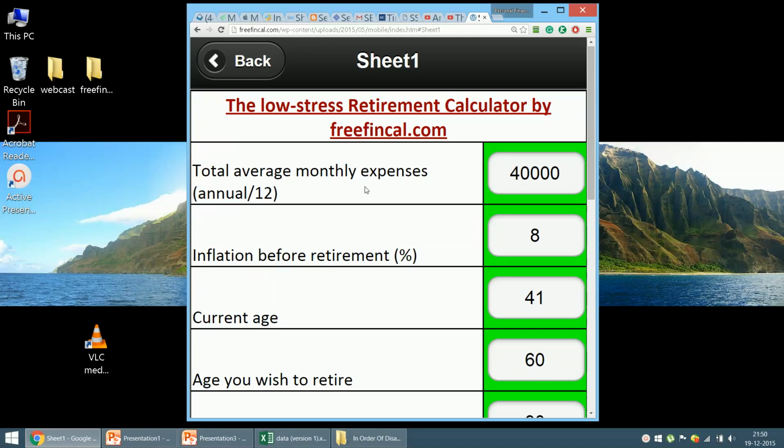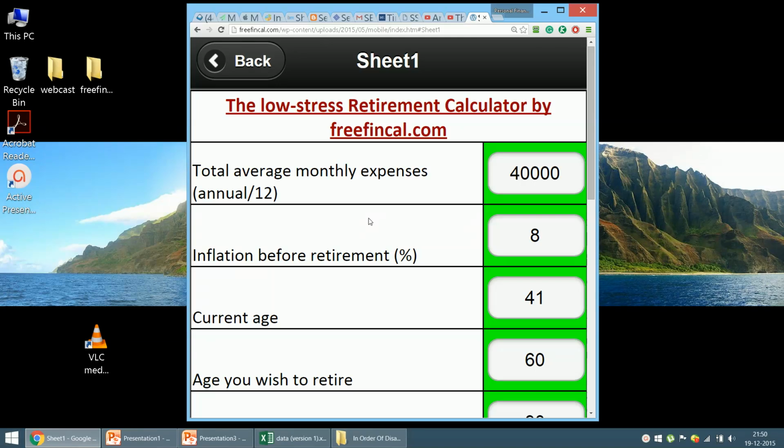So take your total annual expenses, including your one-time expense as well as monthly expense. Take that, divide it by 12 and put it in there. Approximately, it doesn't need to be exact. So I put in 40,000.